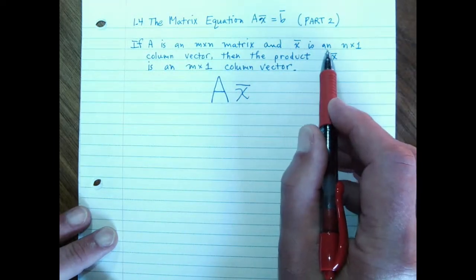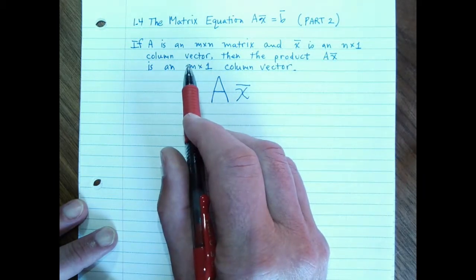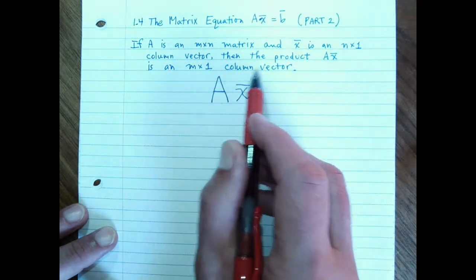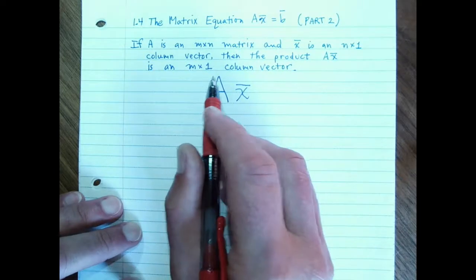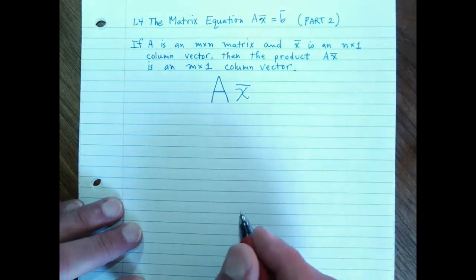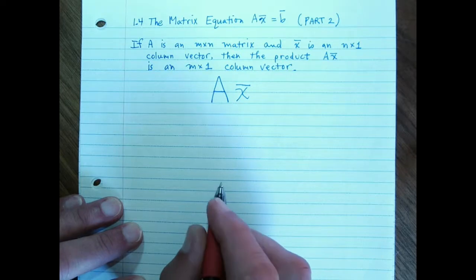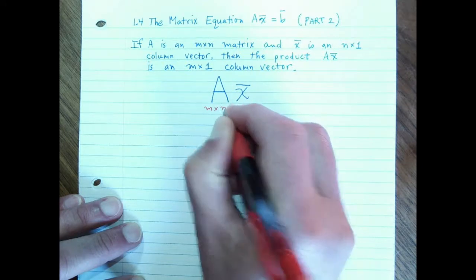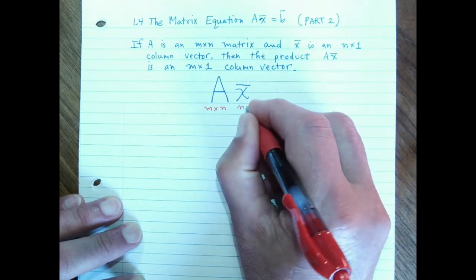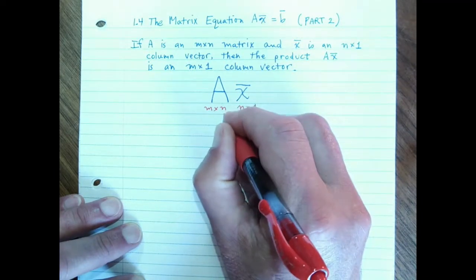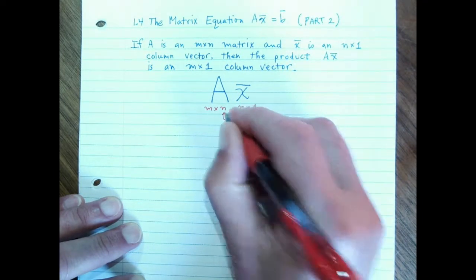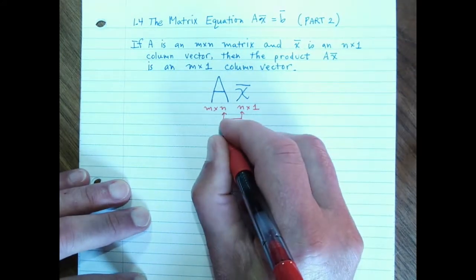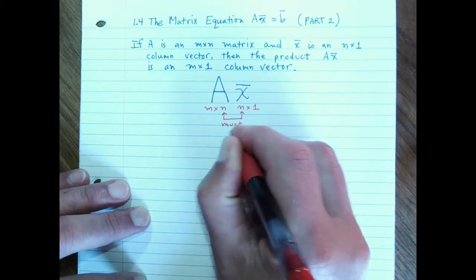matrix and X is an n by 1 column vector, then the product AX is an m by 1 column vector. We saw that in our previous video, the part 1 portion where we worked through an example. So let's just note that if A is m by n, and if X is n by 1, and in fact the number of columns of A has to match the number of rows of X. So these, we want to say, must match.